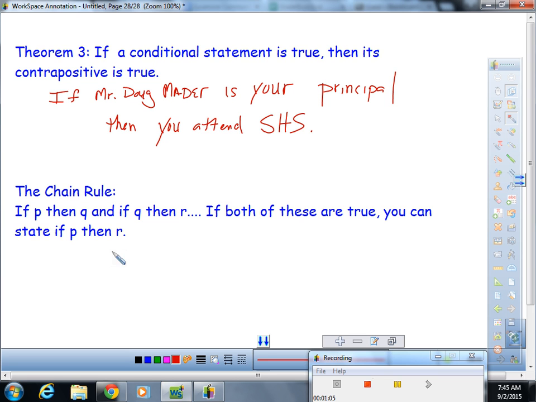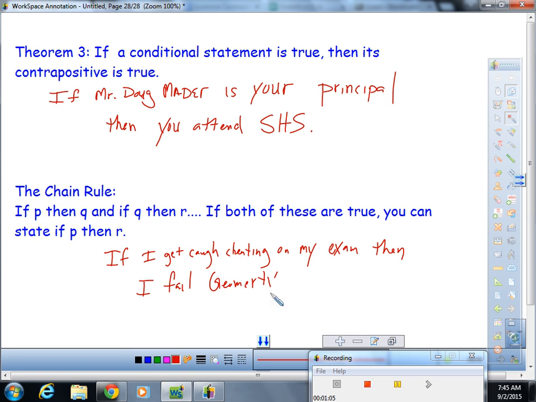If I get caught cheating on my exam, then I fail geometry. Okay? That's if P, then Q. Okay? Statement 2.